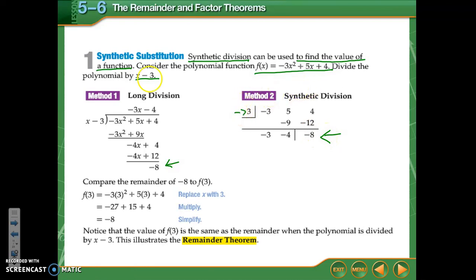So notice I put the 3 here because my binomial I'm dividing by is x minus 3, so the 0 or the root is 3 that I divide by here. So let's look, both of these cases we got a remainder of negative 8.